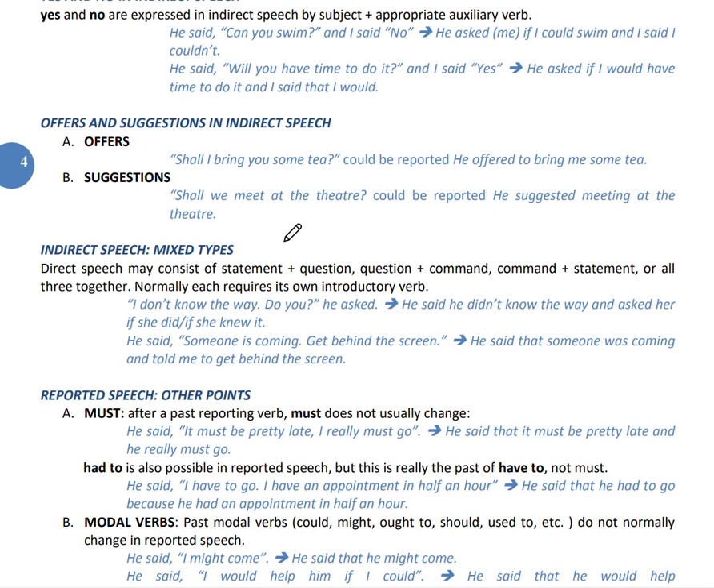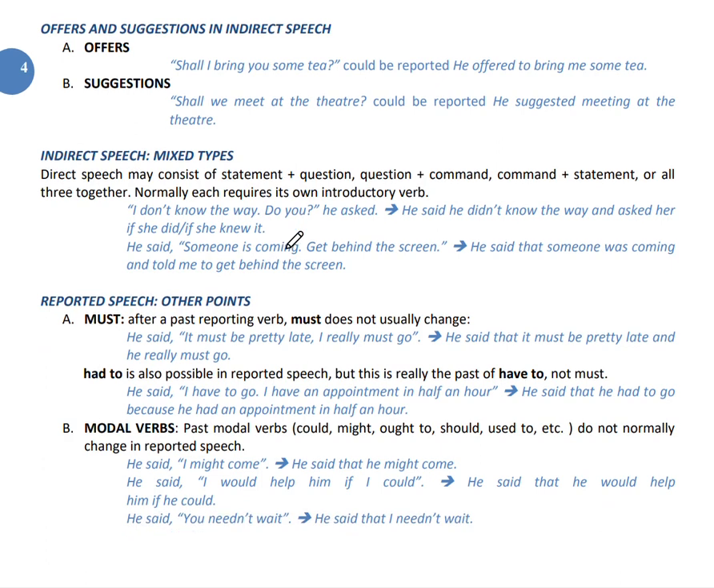And suggestions. "Shall we meet at the theater?" Could be reported: He suggested meeting at the theater. Great. Indirect speech, mixed types. Direct speech may consist of statement plus question, question plus command, command plus statement, or all three together. Normally, each requires its own introductory verb.